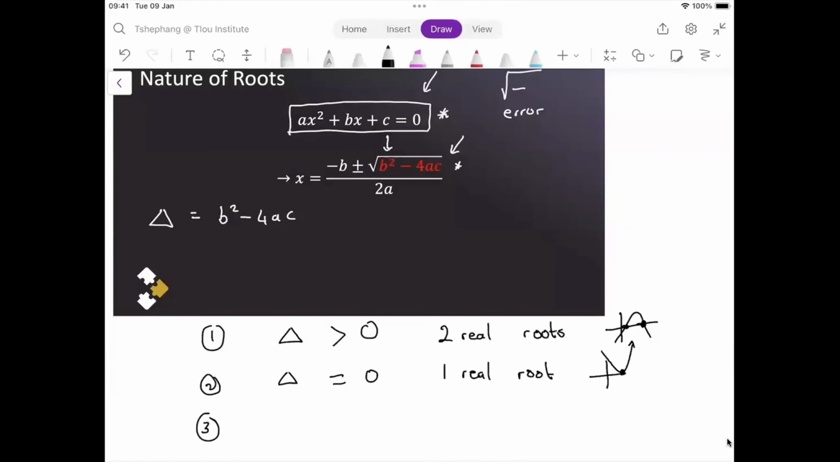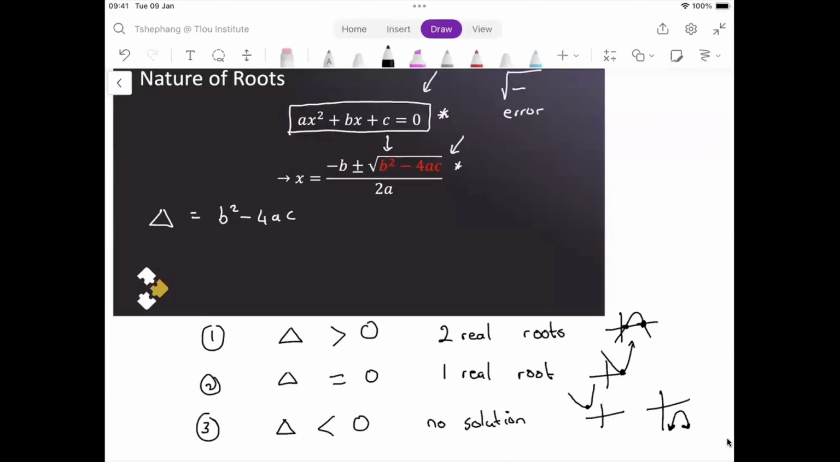Lastly, if you have delta being less than 0, that's when you have an error on your calculator. If your delta is less than 0, then what do you have? You have no solution or no real roots. And what does that mean? It means that you have this case. Your turning point is above the x-axis, or it can be below the x-axis. It doesn't touch. And those are the nature of roots.